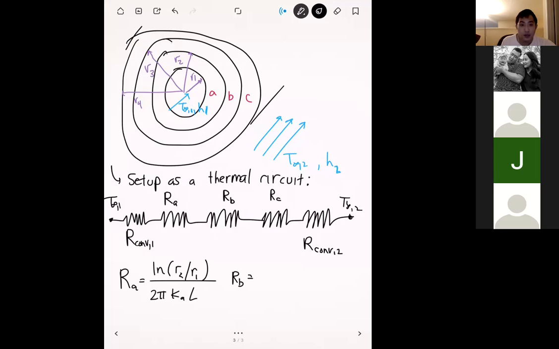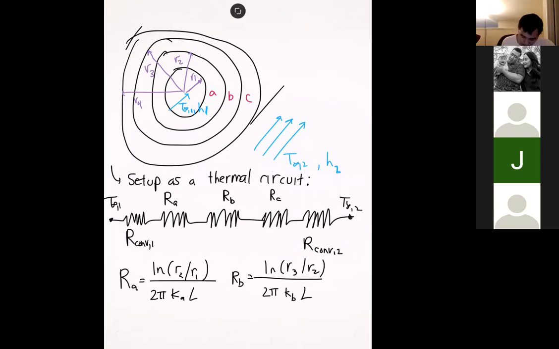Similarly, we can write the expression for RB. RB is going to be ln of R3 divided by R2, divided by 2 pi KB times L. It looks very similar, just that we use the parameters for layer B, so we use R3, R2, and also KB. Finally, we can write the conduction resistance for layer C. This is going to be ln of R4 divided by R3, divided by 2 pi KC L.